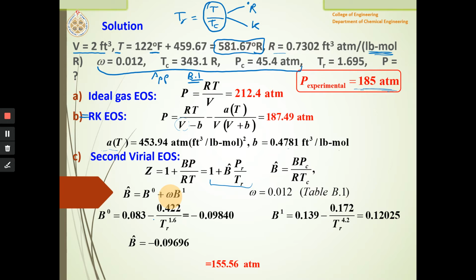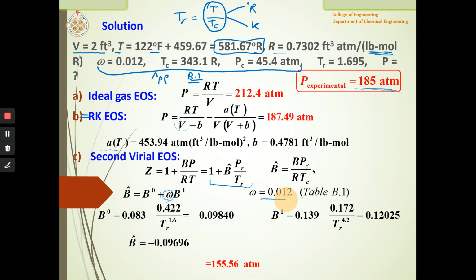Knowing B naught and B1 should allow you to substitute in the B caret equation. Remember, you will need the acentric factor. From where do you get this? From appendix B1, as I mentioned before. It has a value of 0.012. Now, it's ready. I have B caret. Here, B caret is there. Now, I have B caret.